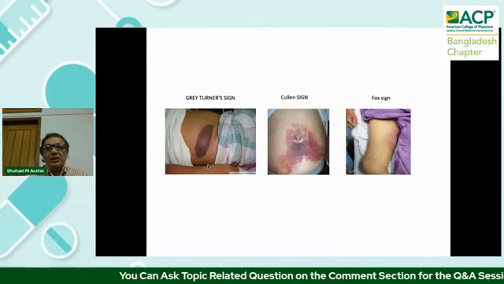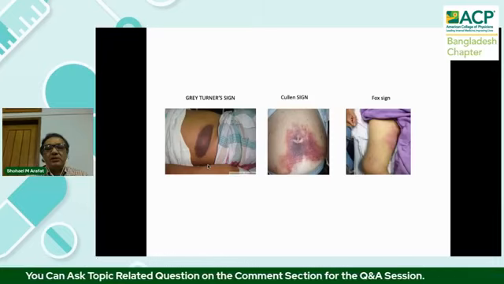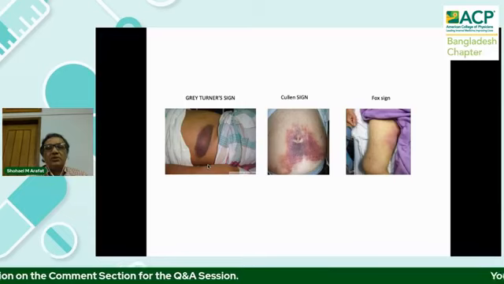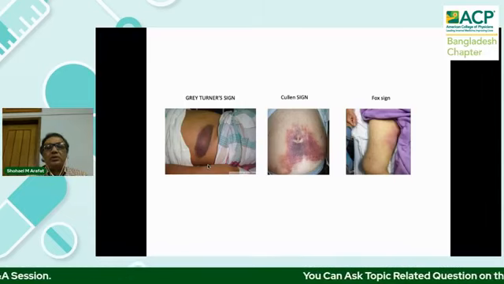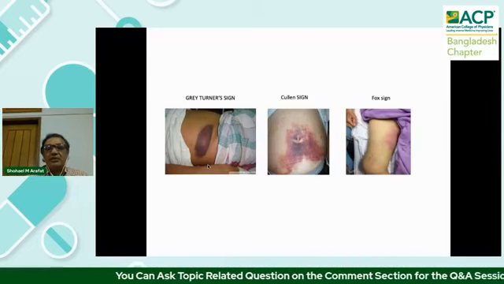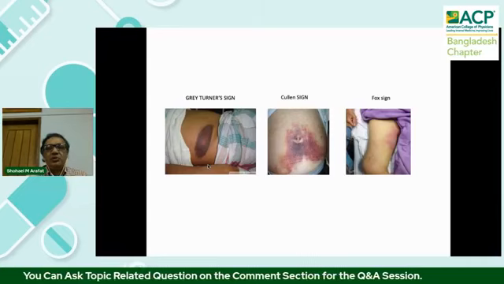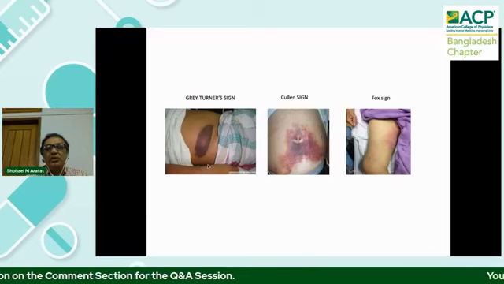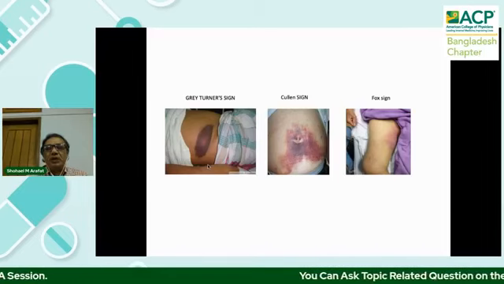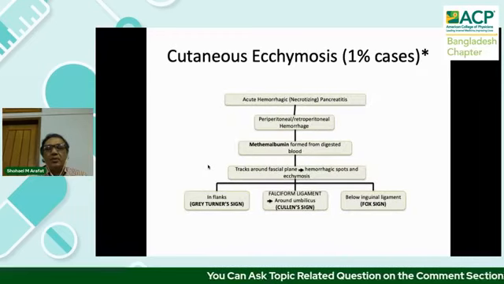Then the Cullen sign is another sign, in the periumbilical area. He was a gynecologist, but he first noticed this sign not in pancreatitis. He found it in an ectopic pregnancy. And in some cases we can also find the Fox sign. The Fox sign is a similar sort of bluish and reddish discoloration around the inguinal ligament area. So that is due to hemorrhage or extravasation of blood. So this is how this happens.